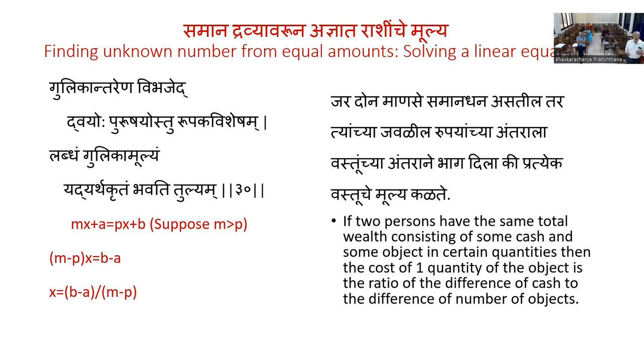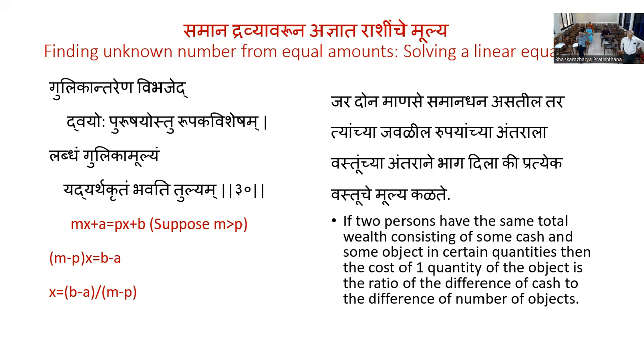By that you divide. So here our formula is mx plus a is equal to px plus b. You start with that. M is the number of, say, apples. Mx plus a is equal to px plus b, and so you want to find out the mulya of gulika.